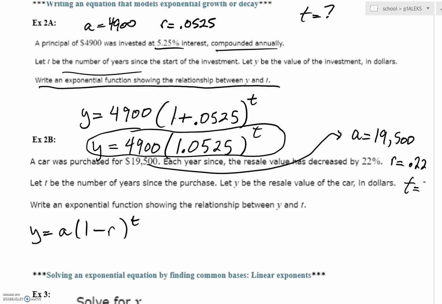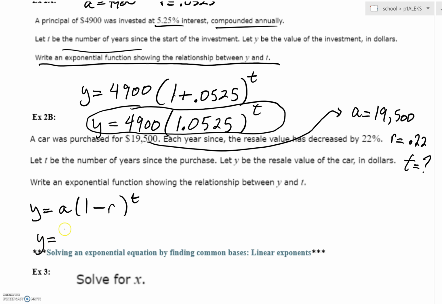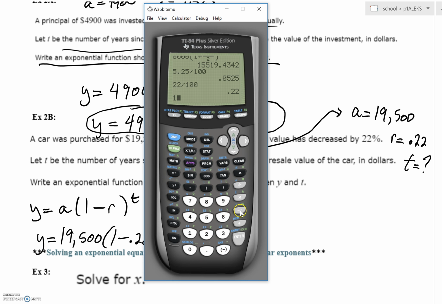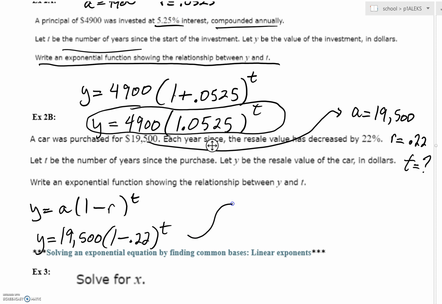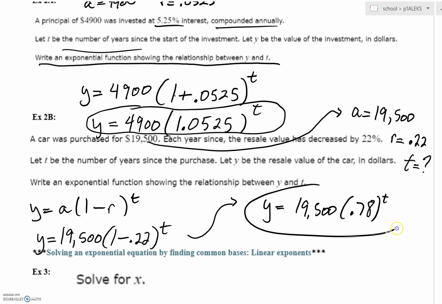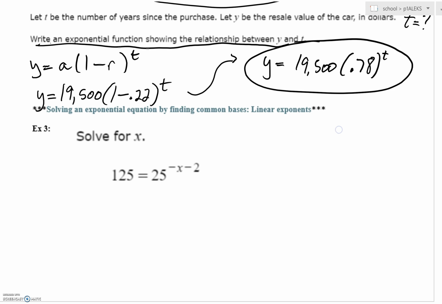We don't know the number of years exactly that we're dealing with. Just go ahead and plug that in. We'd have y is equal to 19,500 times 1 minus 0.22. Now, of course, if we were to work this out, 1 minus 0.22 is 0.78. So we get y is equal to 19,500 times 0.78 to the t. And that would be your decay function. It's the exponential function showing the relationship between y and t.